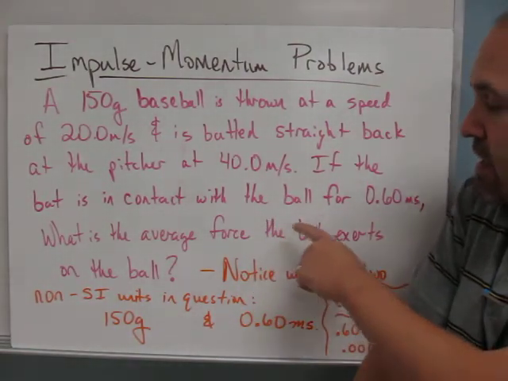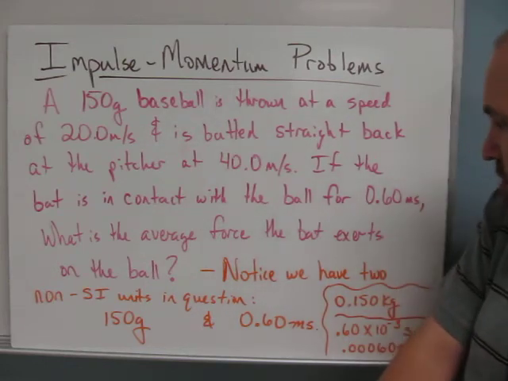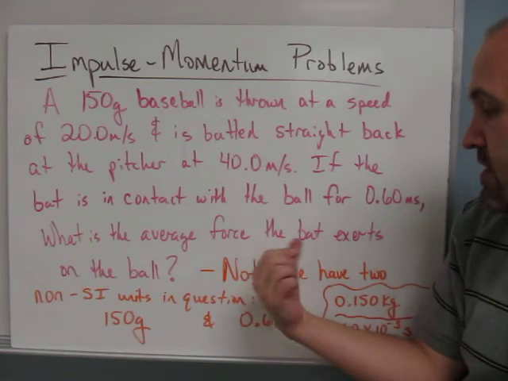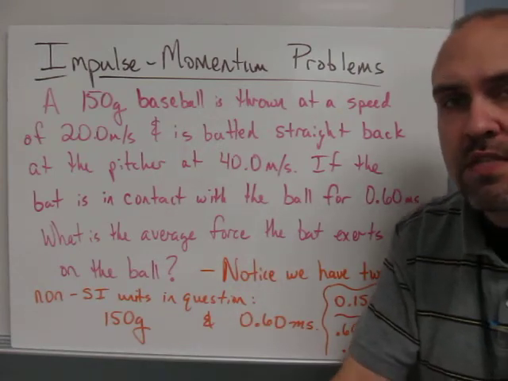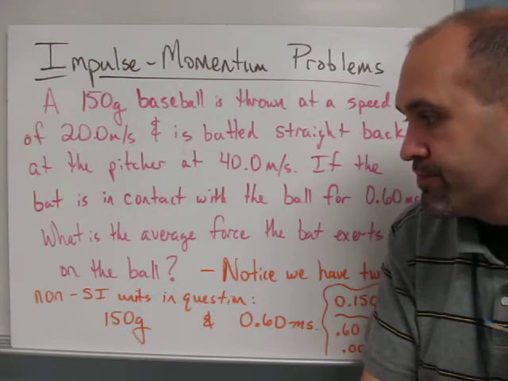If the bat is in contact with the ball for 0.60 milliseconds, it's a pretty short time, what's the average force the bat exerts on the ball? That's a typical kind of question that I might ask you about using impulse and momentum.